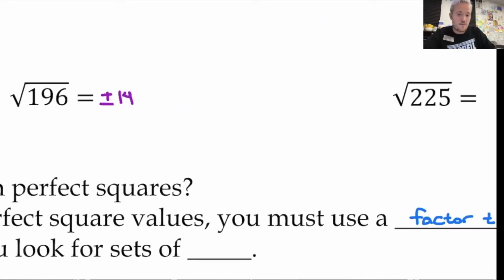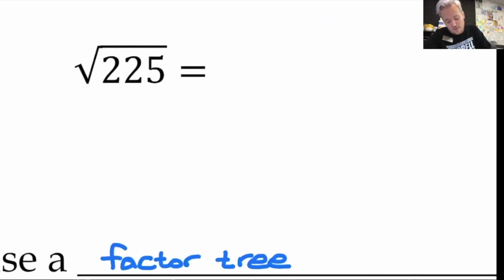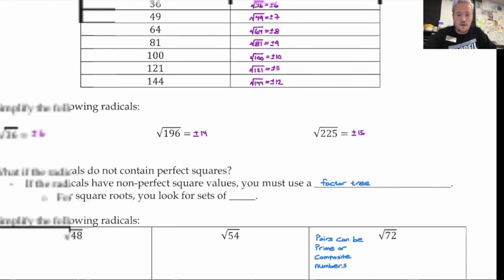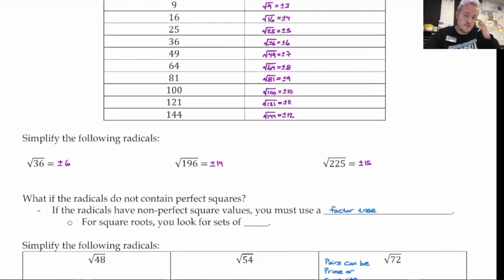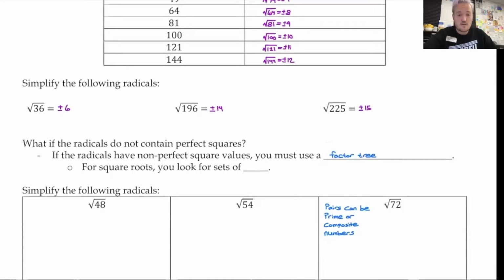And then if I keep the pattern going, square root of 225, it's plus or minus 15. All right, so I would actually encourage you to memorize up to 20. Of course, it's not required, but having those perfect square values memorized up to 20 would be a very good idea.